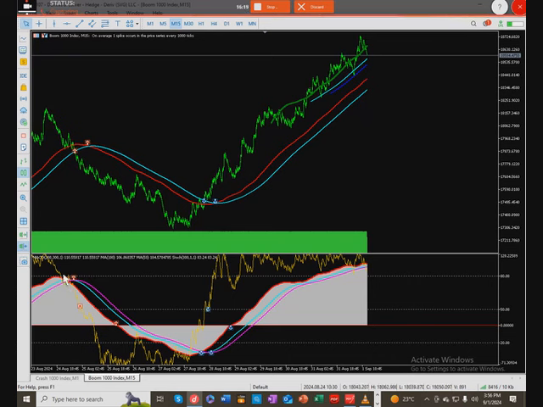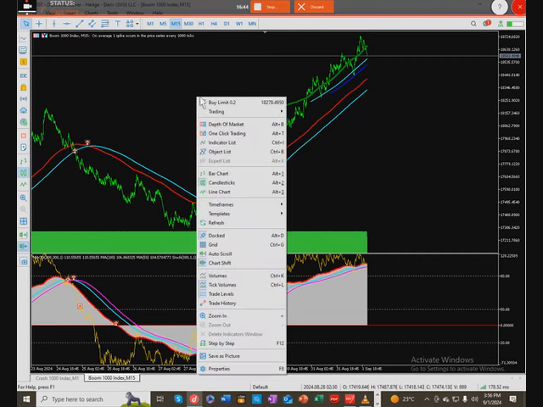the MACD signal crosses the two moving averages. Like here, it crossed here, the early entry, and then also here, that's the early entry signal. All right, let me go to the settings, ladies and gentlemen.